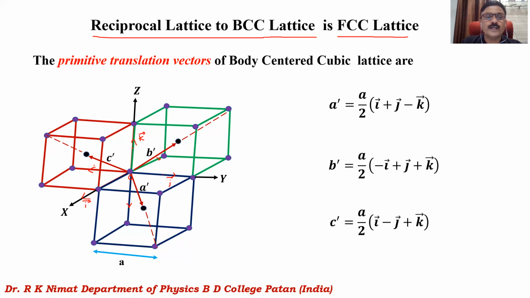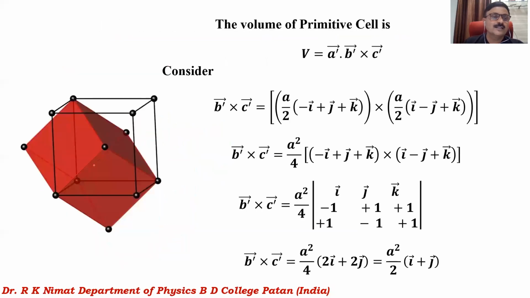So, with the help of a dash, b dash, c dash, we can construct the primitive cell, and that unit cell can be shown like this. Here, observe that this red unit cell is a primitive unit cell because it contains atoms only at the corners. So it is the primitive unit cell of the body-centered cubic lattice. Now we have to find the volume of this unit cell.